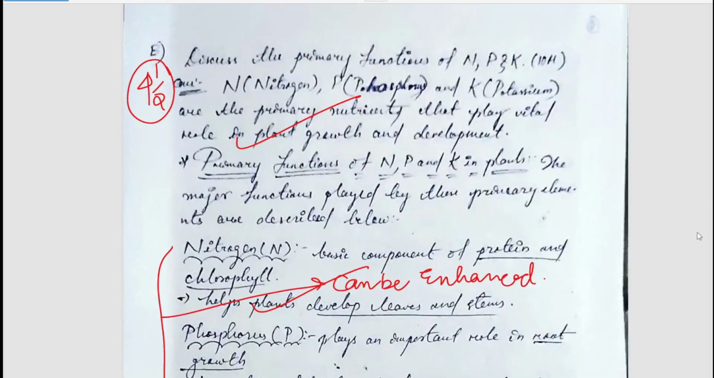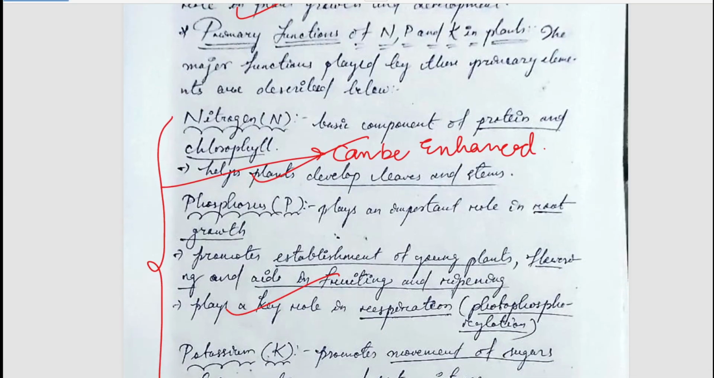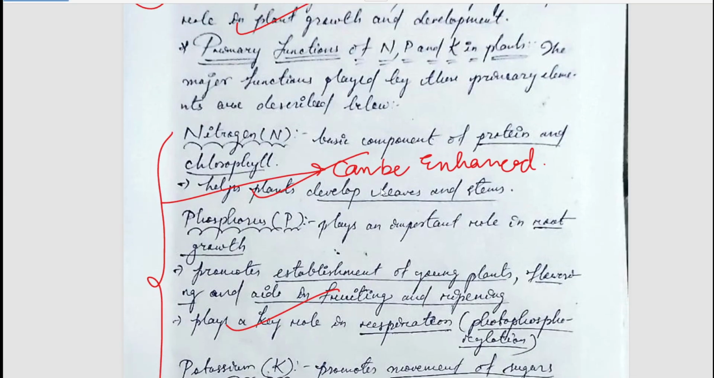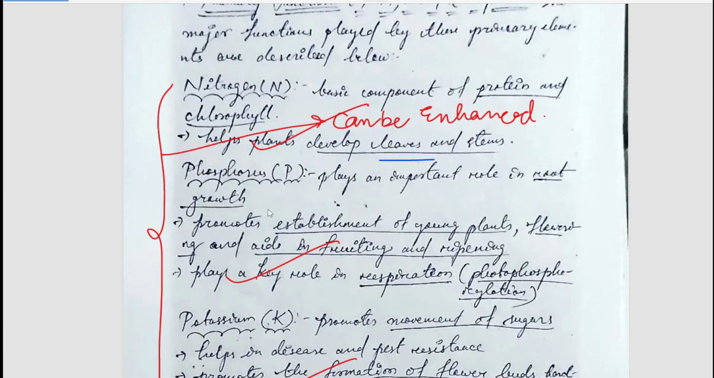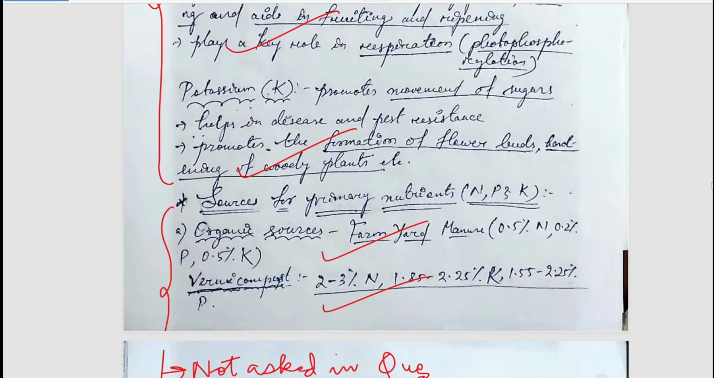Now let's move to the next question. The next question is, discuss the primary functions of N, P and K. First of all, what are the primary functions of N? It helps in developing leaves and stems. Then phosphorus. You can see only one point has been mentioned. This can be enhanced, at least three points need to be mentioned for each element. That would be a good answer.